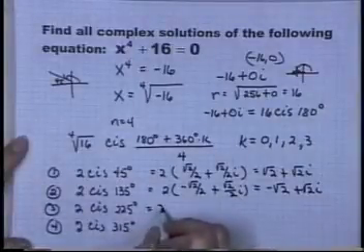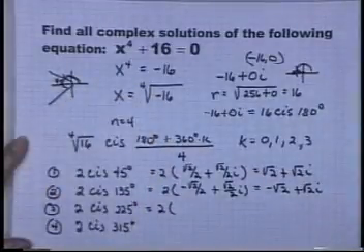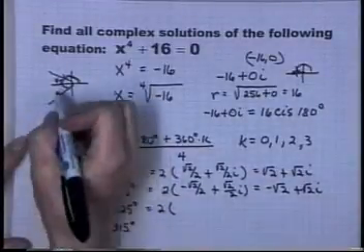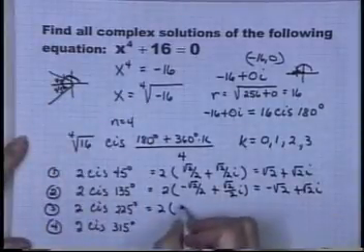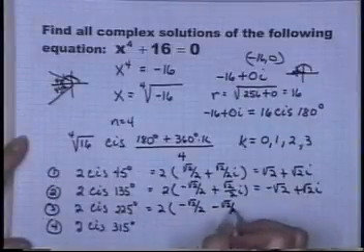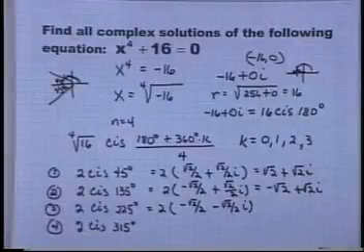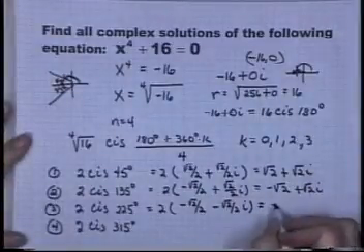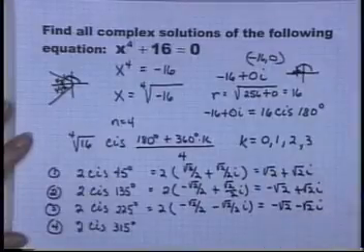Okay, what about this 225? If you go over to the third quadrant with 225, 225 minus 180, guess what the reference still is? 45 degrees. In the third quadrant, the cosine and sine are both negative. So I have negative square root 2 over 2 minus square root 2 over 2 i. And when I distribute my 2, negative square root 2 minus square root 2 i.